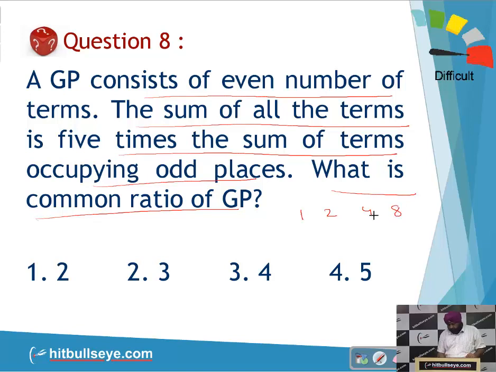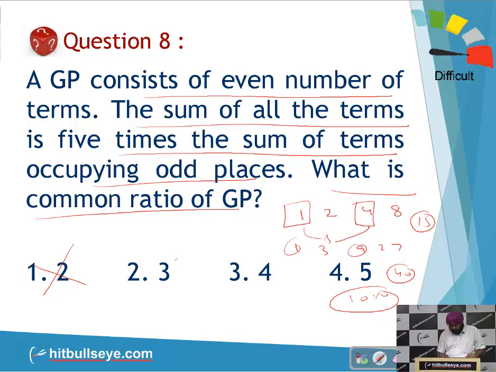The sum of all the terms: 8 plus 4 is 12, plus 2 is 14, plus 1 is 15. Sum of terms occupying odd places: 1 plus 4, 5. So 15 is 3 times 5 and we require 5 times. So it is not the answer. Similarly, if 3 is the common ratio: 1, 3, 9, 27. So 40 would have been the sum, and odd places will have sum 10. So 40 is 4 times 10, not the answer.